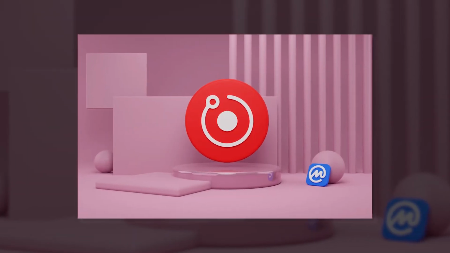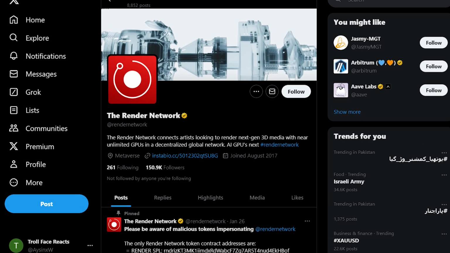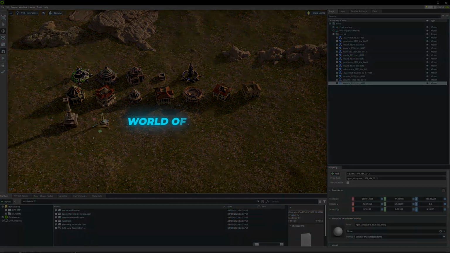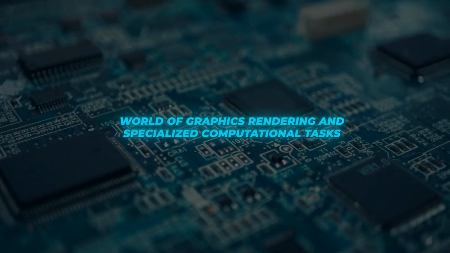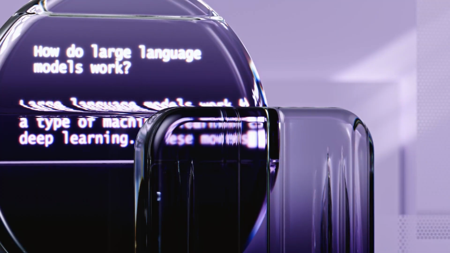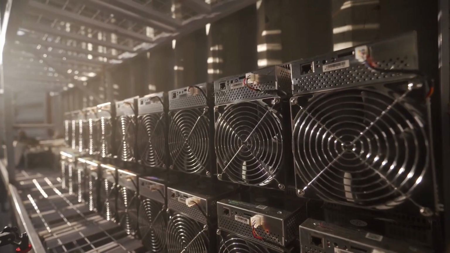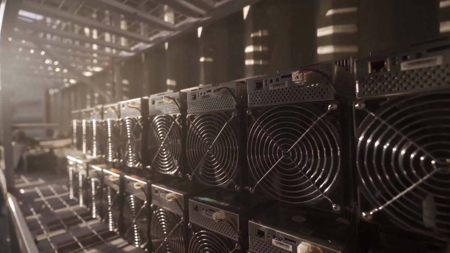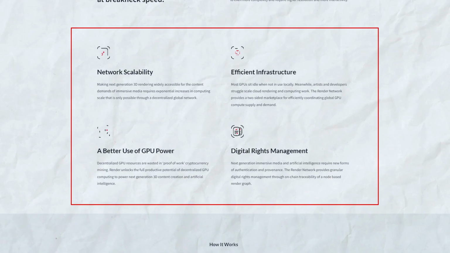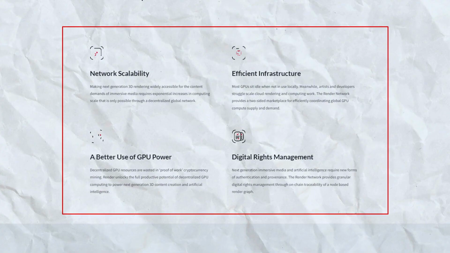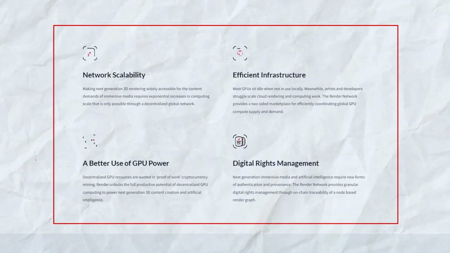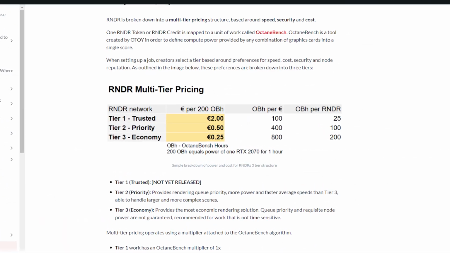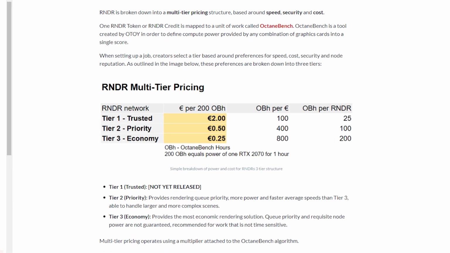Kicking off our countdown is Render Network, a trailblazing decentralized platform leveraging blockchain to transform the world of graphics rendering and specialized computational tasks like machine learning model training. By efficiently coordinating idle GPU resources from consumer devices worldwide, Render Network provides on-demand processing power to creators at jaw-dropping discounts. We're talking about slashing rendering costs by a whopping 90% compared to legacy cloud computing services.